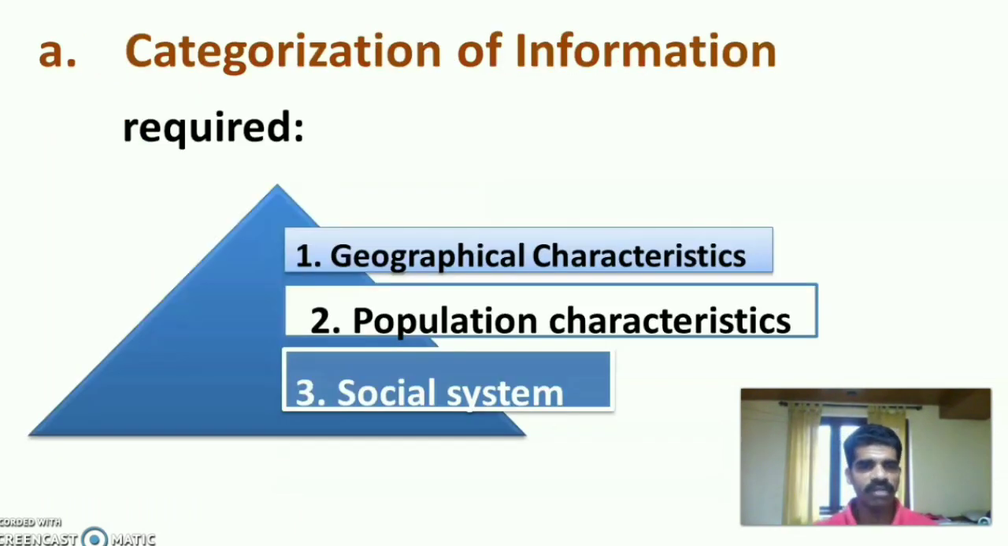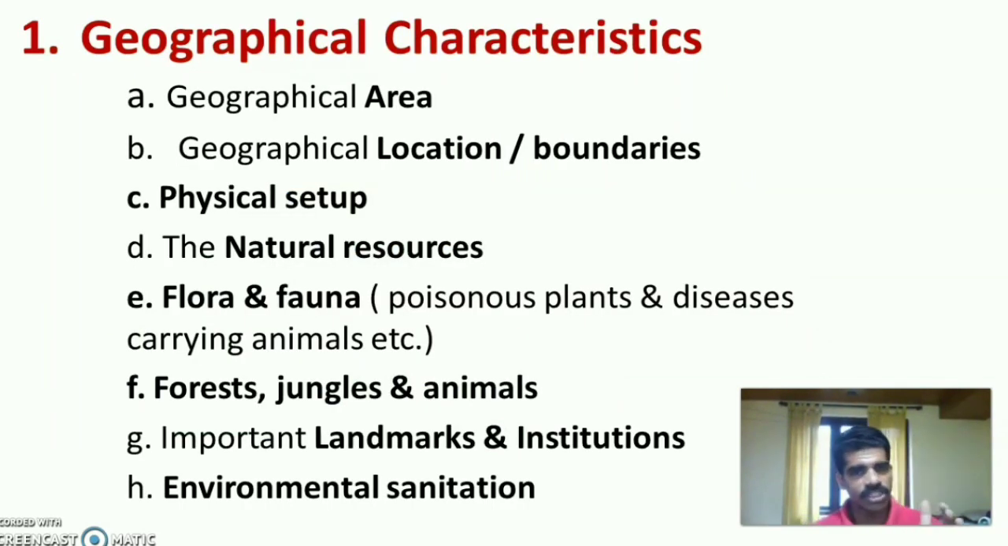Let us discuss one by one. First one is categorization of information. Categorization of information required are geographical characteristics, population characteristics, and social system or socio-political system of the community. Geographical characteristics include geographical area of the community, geographical location or boundaries, physical setup, the natural resources available, flora and fauna, that is poisonous plants and disease-carrying animals present in the community, forests, jungles and animals if present, important landmarks and institutions available in the community, and environmental sanitation.